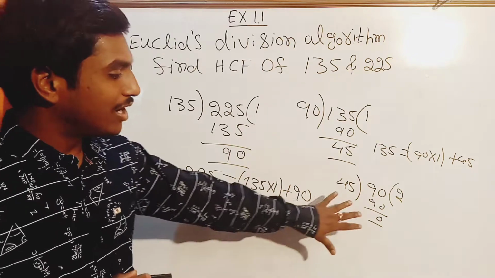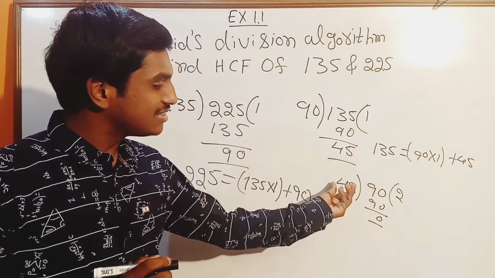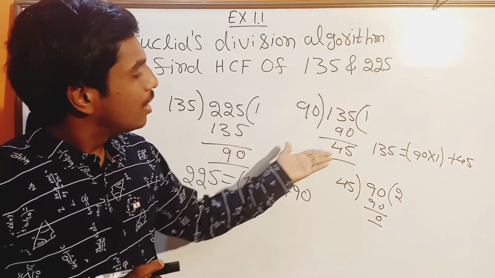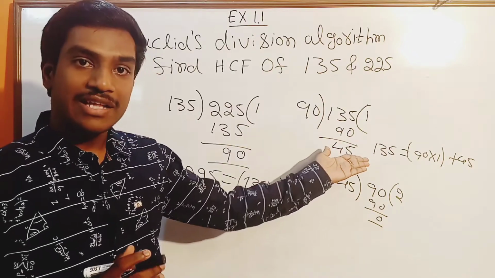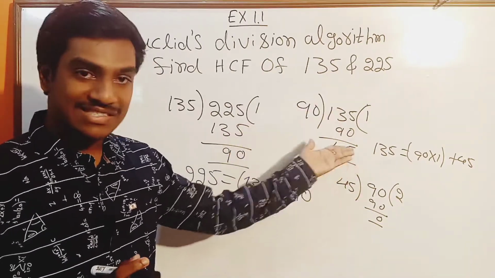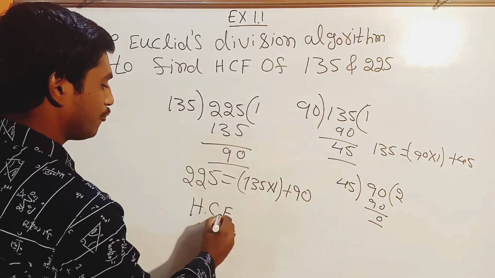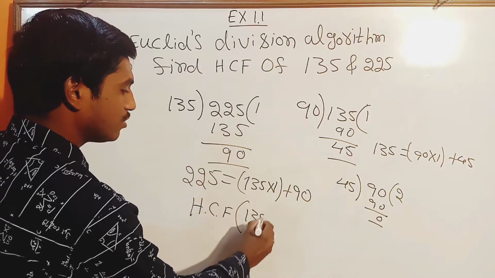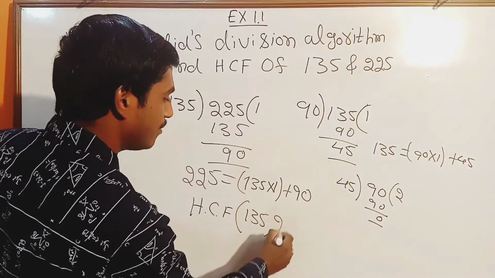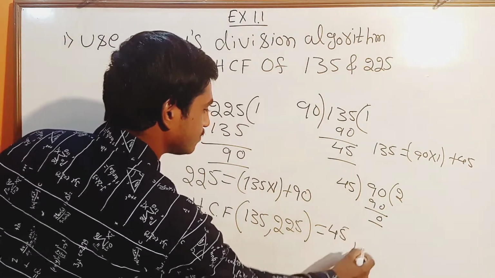So whenever we get the remainder 0 in the last step, whatever the divisor is there will be the HCF of these two numbers, or the remainder in the previous step will be the HCF. Both will be the same. So the HCF of 135 and 225 will be 45.